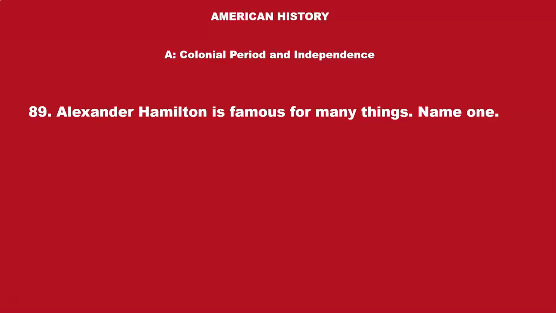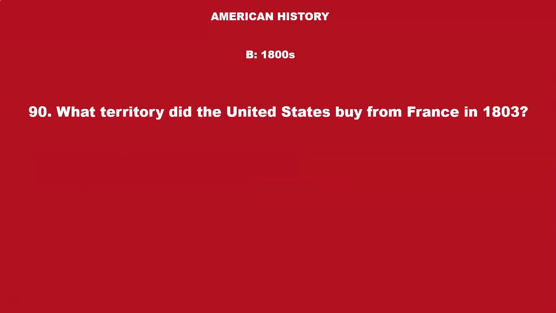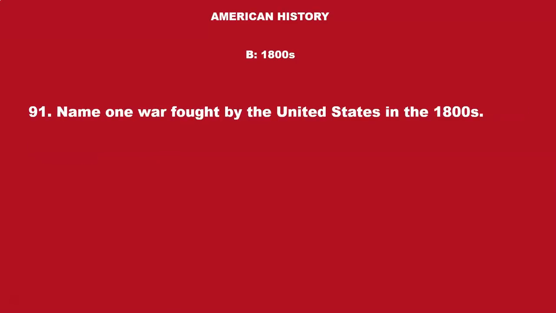Alexander Hamilton is famous for many things. Name one. Help establish the first bank of the United States. What territory did the United States buy from France in 1803? Louisiana Territory.